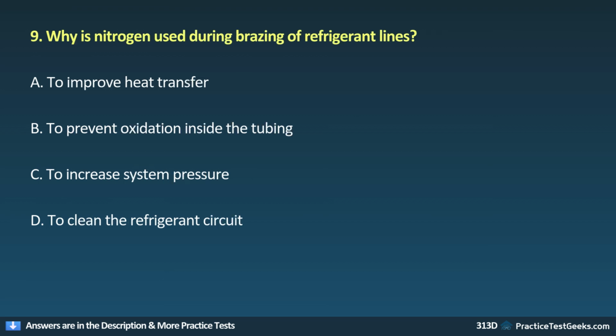9. Why is nitrogen used during brazing of refrigerant lines? A. To improve heat transfer. B. To prevent oxidation inside the tubing. C. To increase system pressure. D. To clean the refrigerant circuit.